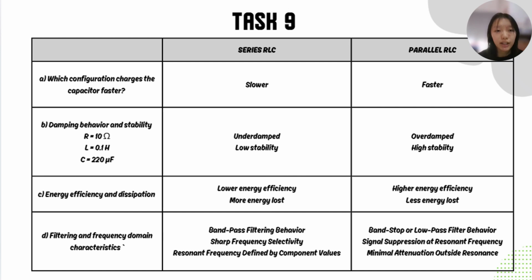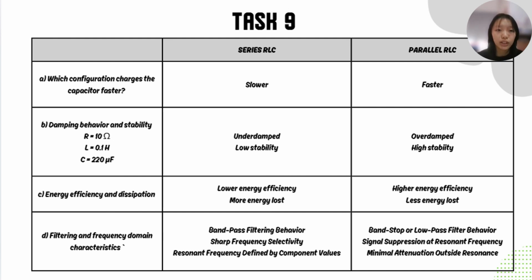For frequency domain characteristics, the series RLC circuit acts like a bandpass filter. That means it allows energy at a certain frequency, called the resonance frequency, to pass through easily, while it blocks signals that are too low or too high in frequency. At resonance, the inductive and capacitive effects cancel each other out, so the circuit has minimal impedance and the signal flows smoothly.